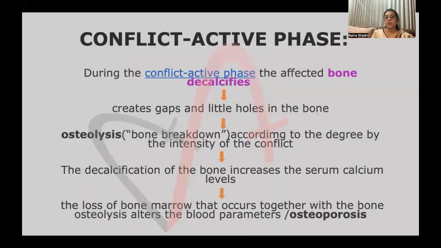Now we come to the conflict. What happens when the conflict is there? That is what we call the conflict active phase. Whenever you face devaluation or loss of self-worth during the conflict active phase, the affected bone decalcifies. It creates gaps and little holes in the bone, which we call osteolysis, and this osteolysis depends upon the degree of devaluation, the intensity of the conflict. The decalcification of the bone increases serum calcium. Loss of the bone marrow that occurs together with the bone osteolysis also alters the blood parameters.